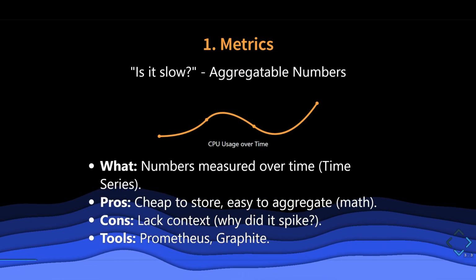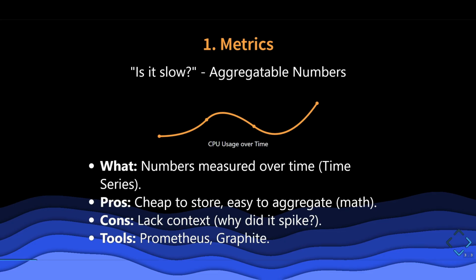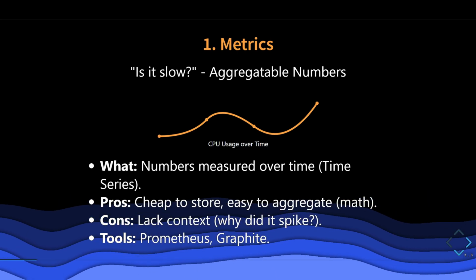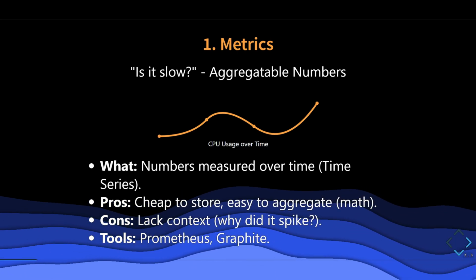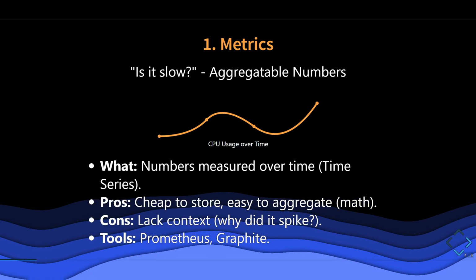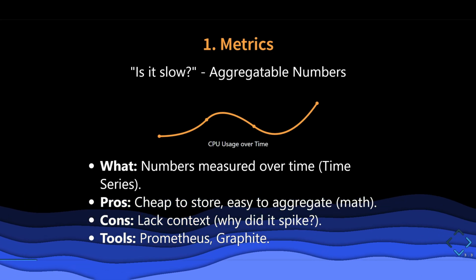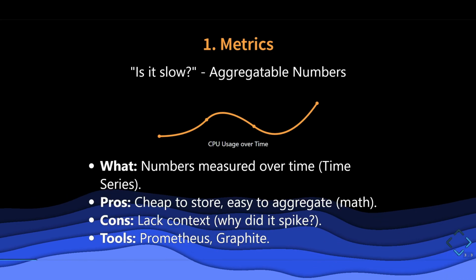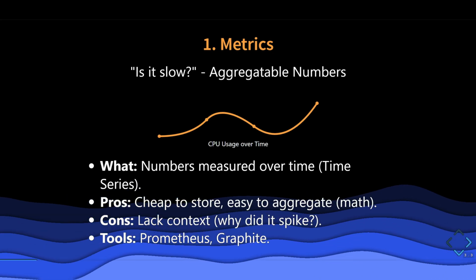The beauty of metrics is that they are very cheap to store and easy to aggregate using math. However, the downside is they often lack context. You might see a spike, but the metric itself won't tell you why it happened. Common tools for this include Prometheus and Graphite.